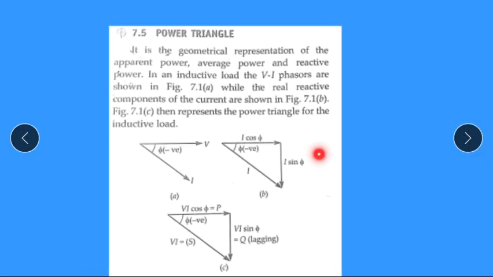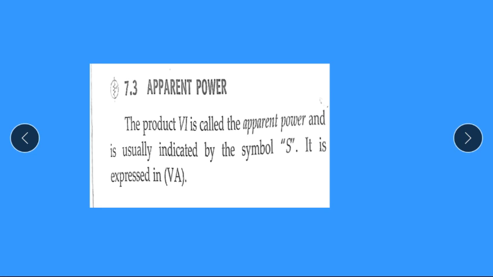Next term is the power angle triangle. The power angle triangle is a geometrical representation of the apparent power, average power and reactive power. For an inductive load, VI is shown in figure A, while the real and reactive components of the current are shown in figure B, and figure C represents the power triangle for the inductive load. Now, apparent power is the product of VI, unit VA (volt-ampere), and symbol S.